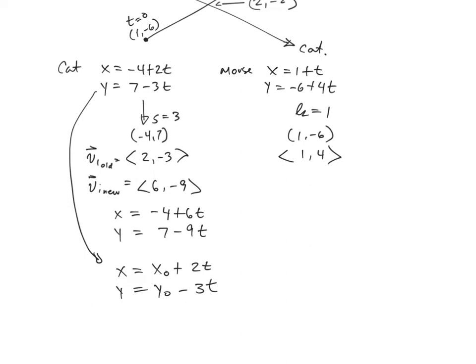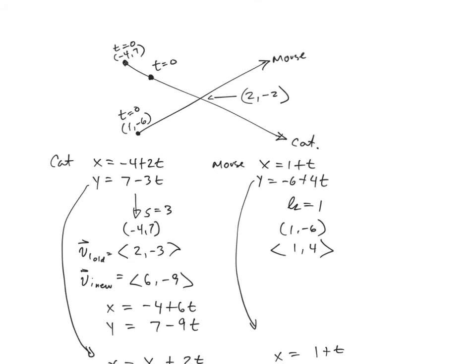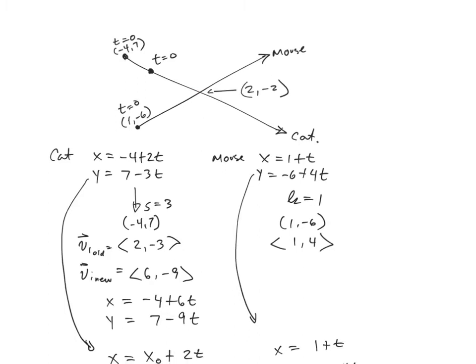Okay, and we still have the original equations for the mouse. x is equal to 1 plus t, y is equal to -6 plus 4t. We still know that the intersection point is (2, -2), right? We still have the same two lines, which means they still intersect here. And that's where the cat's going to catch the mouse, where they intersect.